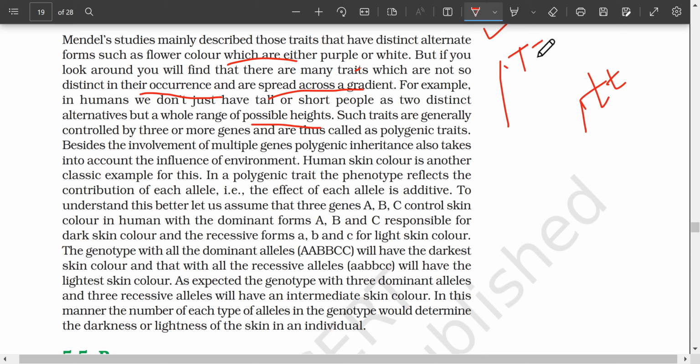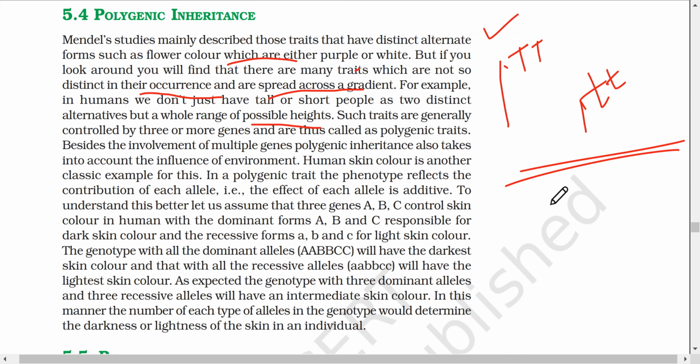But this does not hold true in every case. In humans themselves you can see a range of height. You can just look around. There's a huge range. Such traits are generally controlled by three or more genes and are thus called polygenic traits.